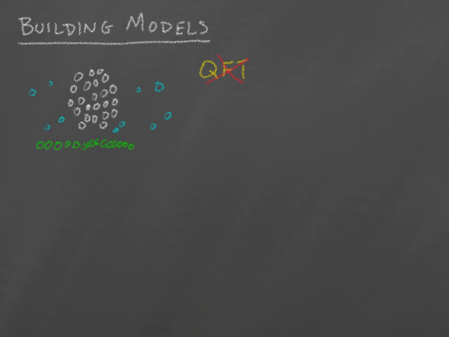So instead, what we have to do is we have to build a model. A model is an often simplified picture of a system that discards relatively small effects and tries to keep the important ones. Now, how good a model is depends on how good of a job you do of figuring out what's important and what's not important.